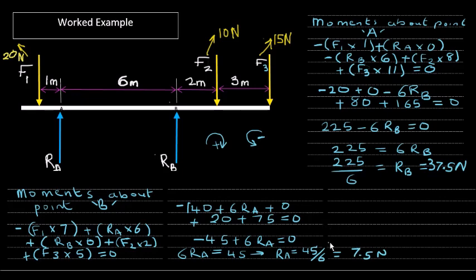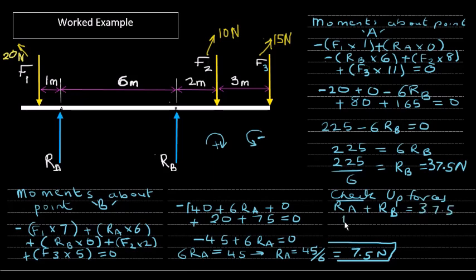Now we're going to use the force law, which says the up forces, the forces pushing it up, the RA plus RB, must equal the forces pushing it down. So if we add F1, F2, and F3, whatever total we get must be equal to the total of RA plus RB. This is the way we know we're right. We can check ourselves and know if the answer is right. So RA plus RB is going to be equal to 37.5 plus 7.5, and if we add that together, we are going to get a total of about 45 newtons.